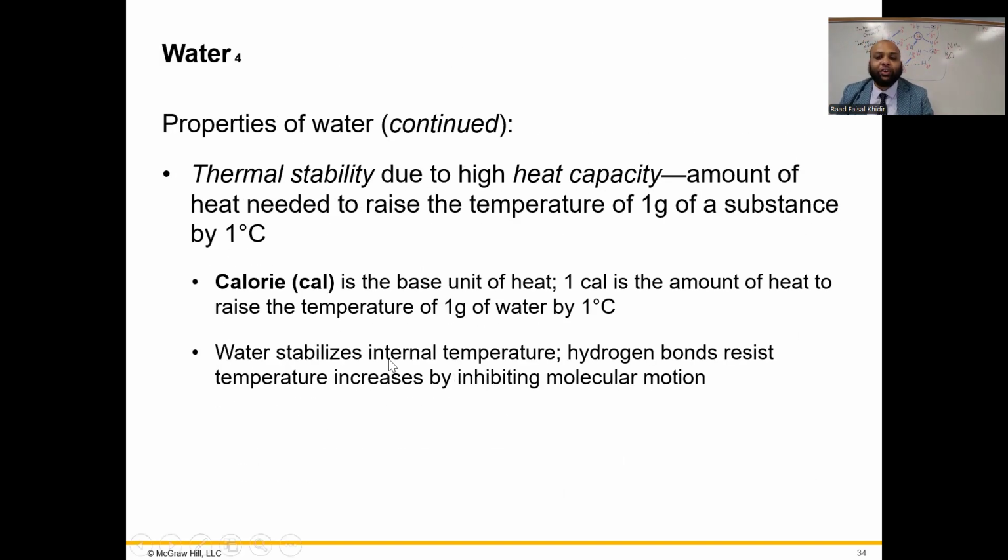Water has high thermal stability due to high heat capacity. So that is the amount of heat needed to raise the temperature of 1 gram of a substance by 1 degree Celsius. A calorie is the base unit of heat. So 1 calorie is the amount of heat to raise the temperature of 1 gram of water by 1 degree Celsius.